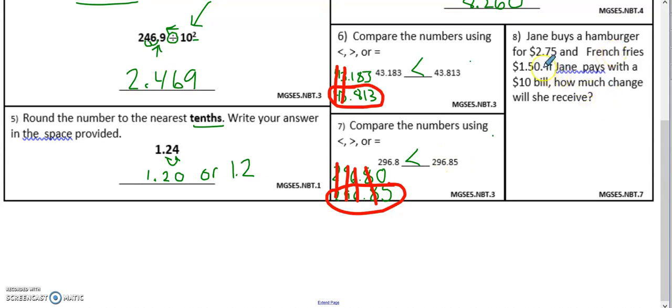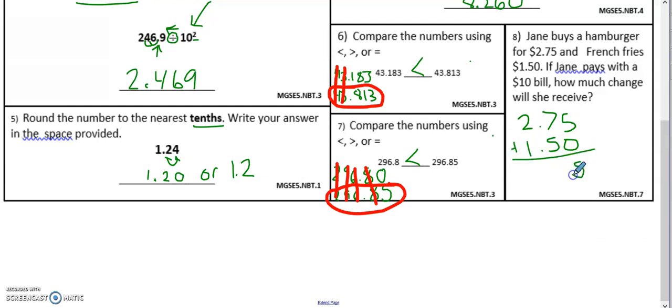Jane buys a hamburger for $2.75 and French fries for $1.50. If Jane pays with a $10 bill, how much change will she receive? So what is Jane doing? She's buying food and she's going to pay with $10. When she pays with $10, she's going to get some change back. So the first thing I need to figure out is how much money did Jane spend? Well, she bought a hamburger and French fries. So she spent $2.75 on a hamburger. She spent $1.50 on French fries. So I'm going to add those two up.